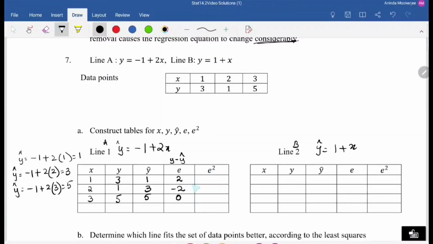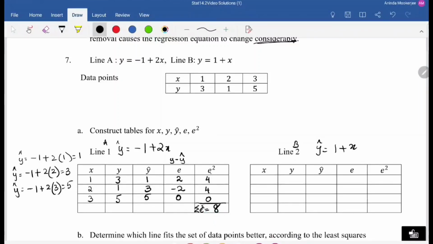Now we have to square them up. So 2 squared is a 4, negative 2 squared is also a 4, it's a positive value, and 0 squared is a 0. So we sum them up. So sigma e squared gives us a value of 8. So that's the sum of the squared errors. All right, so the sum of the errors squared is 8.